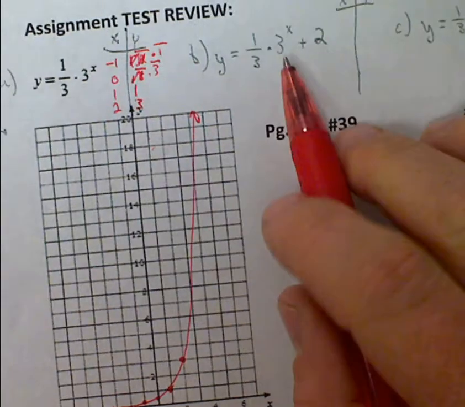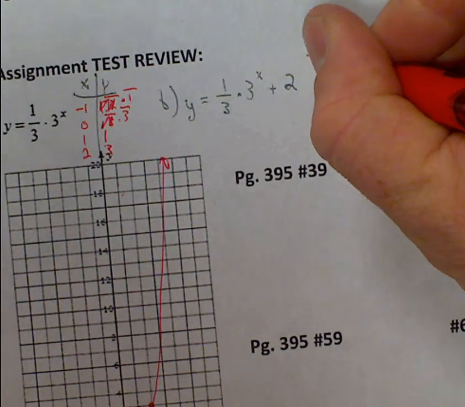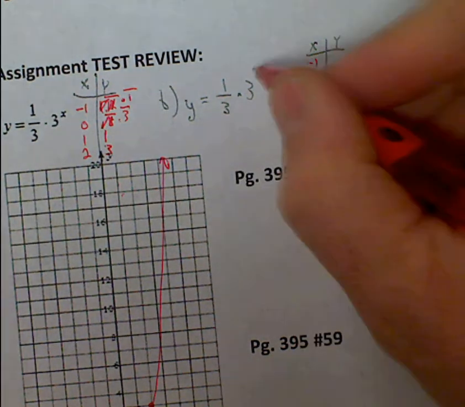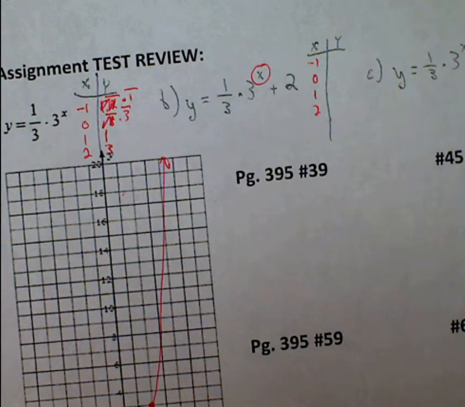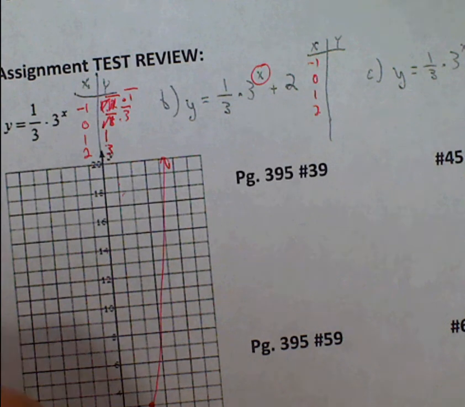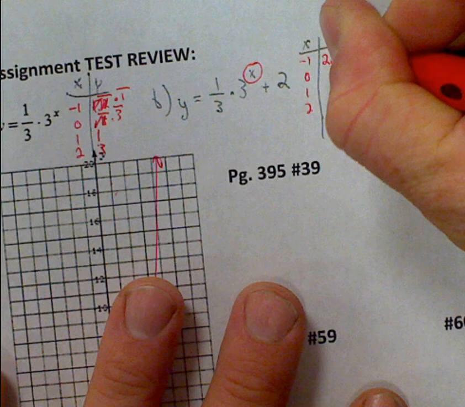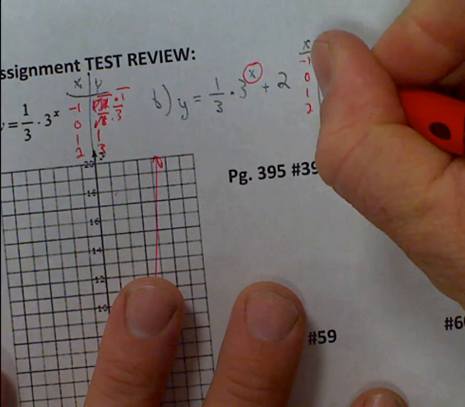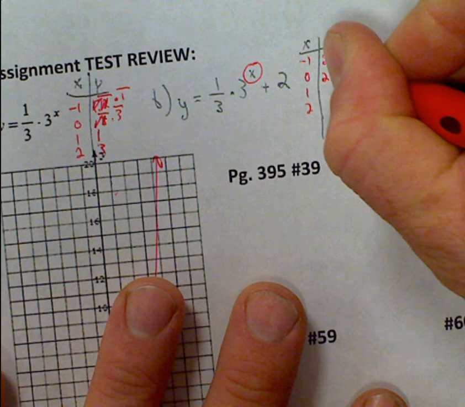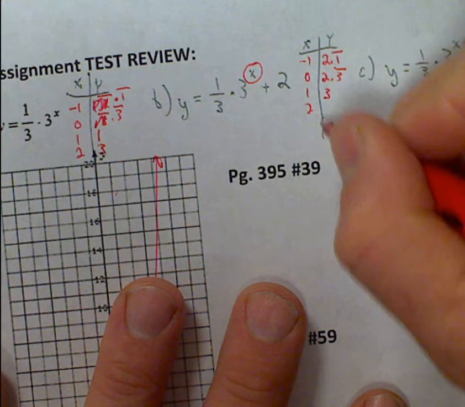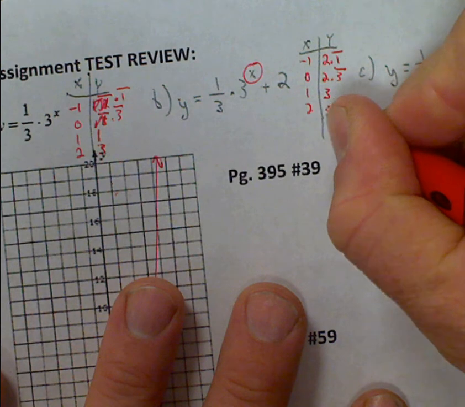So then the next one, I would still plug in -1, 0, 1, 2 because the plus 2, there's nothing in my exponent. So I got 1 divided by 3 times 3 raised to the -1 plus 2 gives me 2.11. This one will give me 2.3. This one will give me 3. This one will give me 5.